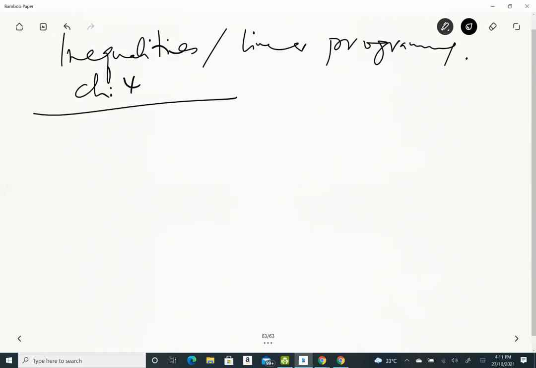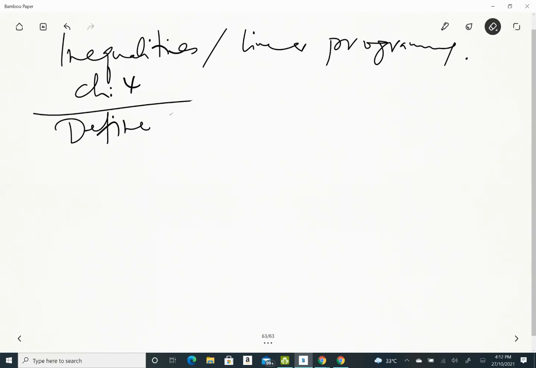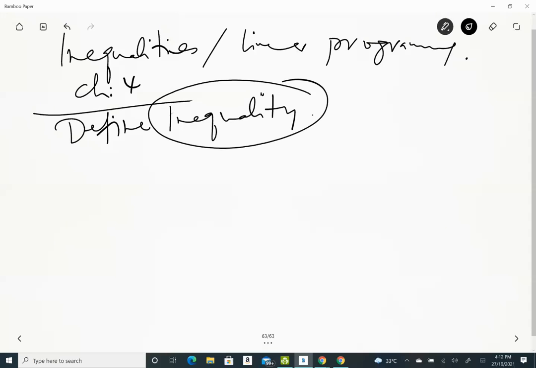All right. Now, first thing that you want to do here is you want to define inequalities. All right. What is an inequality? Define inequality. All right. What is an inequality? So this is what we want to do. Now, what is an inequality?